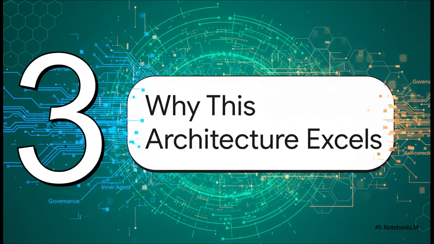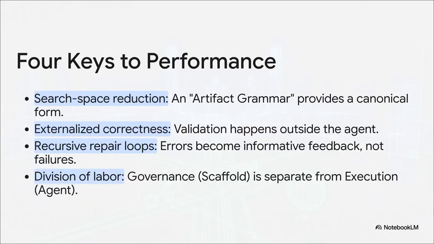Okay, so you might be thinking, why is this so much better than just asking an AI to write some code? The magic is in 4 specific mechanisms that are baked right into this architecture. First, the scaffold gives the agent an artifact grammar. Think of it like a really strict set of Lego instructions. It defines the exact shape and structure of what needs to be built, which dramatically cuts down on all the wrong ways the agent could build it. Second, correctness is externalized. The agent isn't grading its own homework. Objective, outside validators do that. Third, that constant repair loop turns errors from failures into incredibly useful targeted feedback. And finally, you've got a crystal clear division of labor. The scaffold is in charge of governance, and the inner agent is in charge of execution.